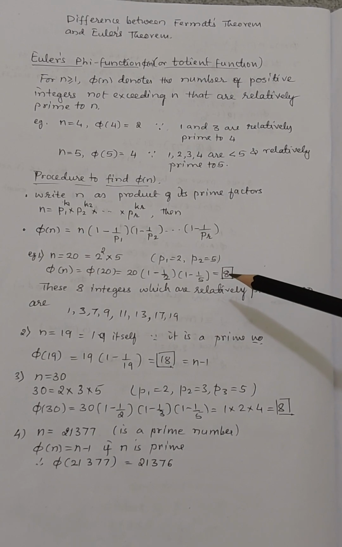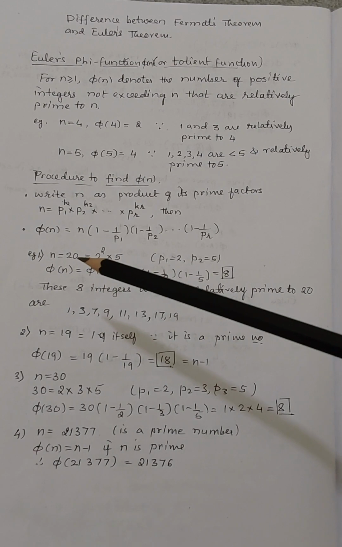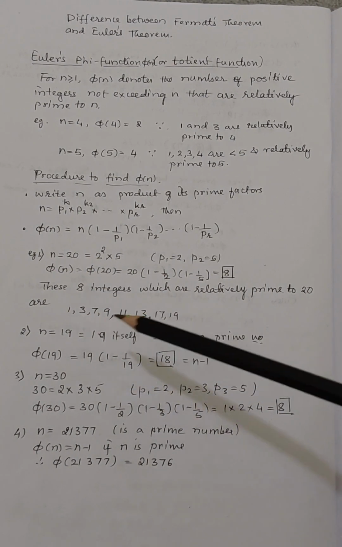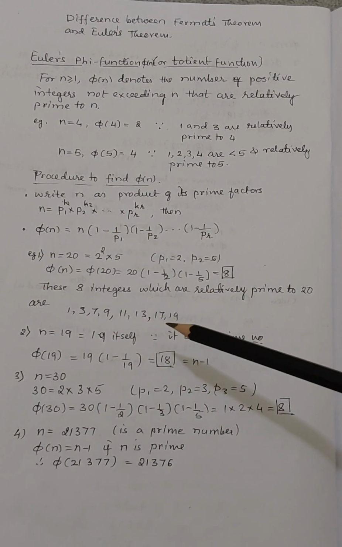Now what are these 8 numbers which are less than 20 and also relatively prime to 20? These are the 8 numbers: 1, 3, 7, 9, 11, 13, 17 and 19.